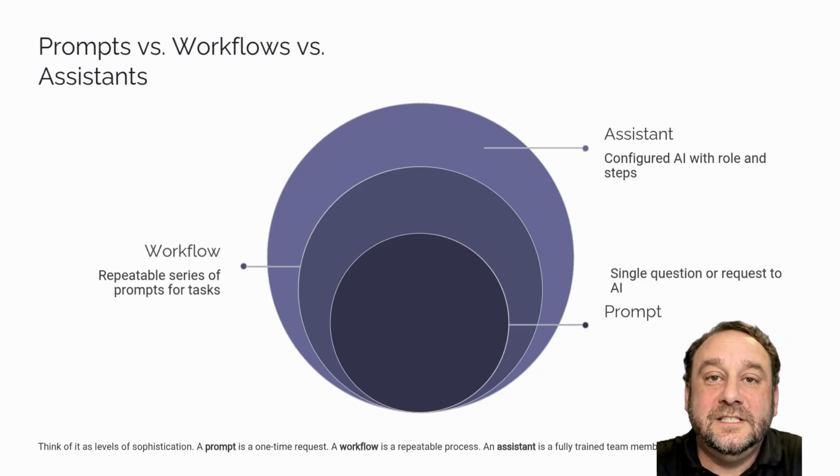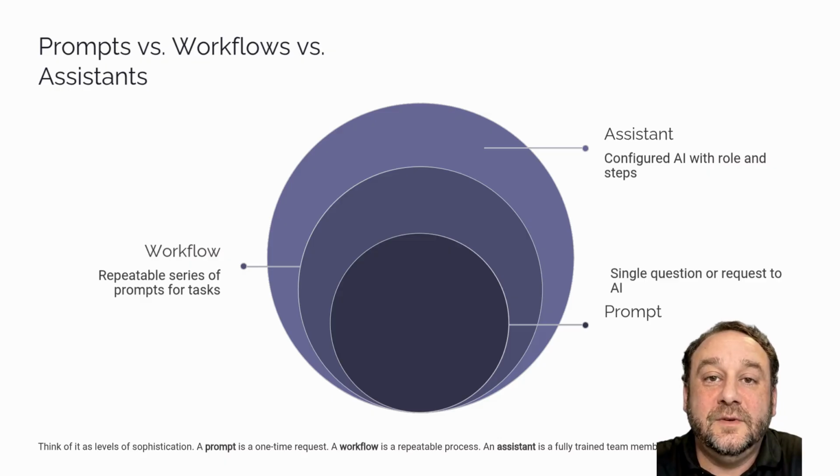To understand assistants, it helps to see how they fit into the broader progression of AI skills. A prompt is a single instruction given to an AI system. It produces one output, and then the interaction ends. A workflow connects multiple prompts together in a sequence. Each step builds on the previous step to complete a larger task. An assistant takes things one step further. It combines structured instructions, workflows, and defined outputs into a reusable tool. Instead of manually guiding every step, the assistant automatically performs the process.